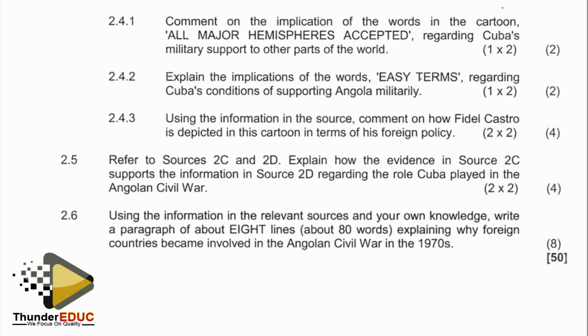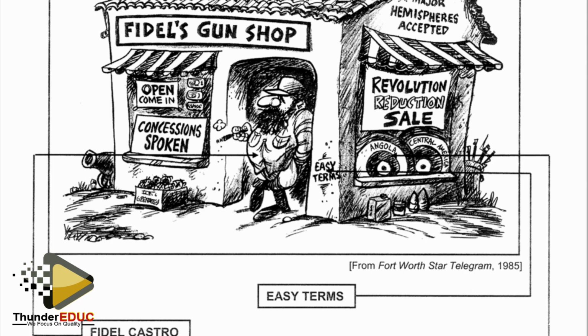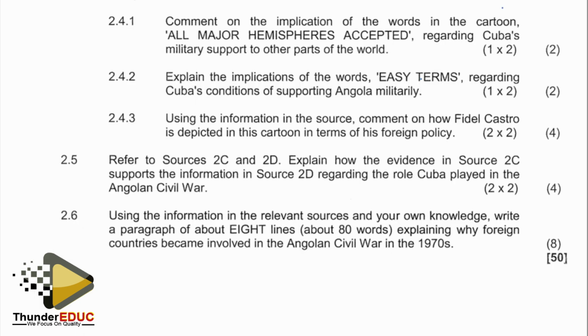He is a shop owner selling guns. If we check how he is portrayed, it's Fidel's gun shop. It is a president who is having a gun shop, and the gun shop is accepting all hemispheres, and the shop has easy terms for whoever wants to get in. And if you also check, it says "open, come in", which means people were free at any point in time to interact with him and agree with each other on how they can assist each other.